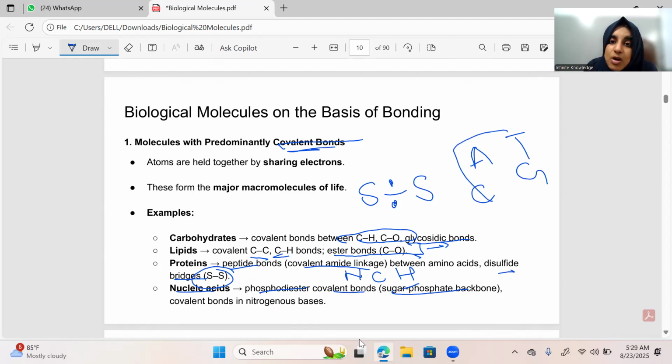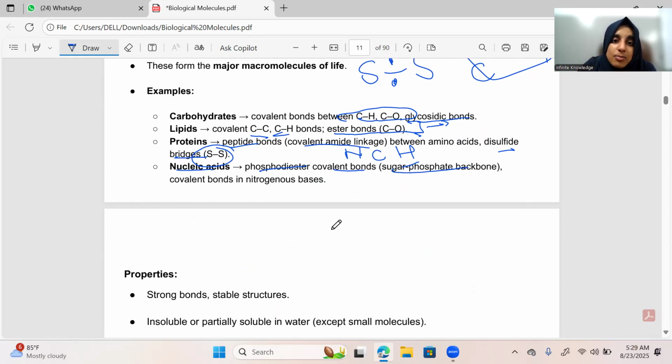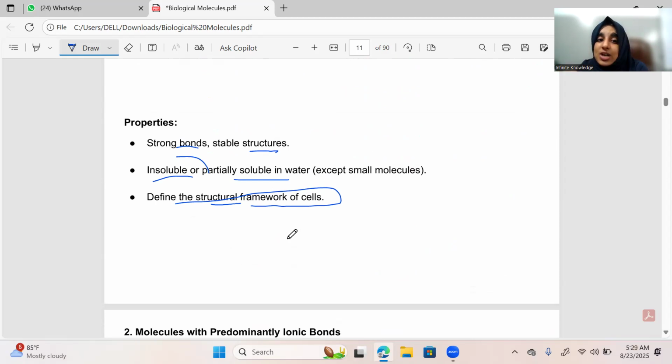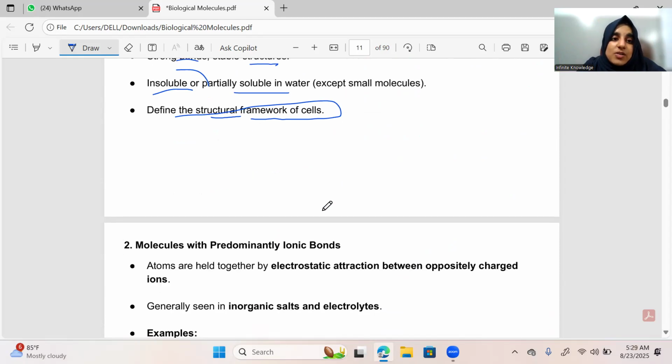So when these form bonds together, they are classified in the form of covalent bonding, right? The properties are that these are strong bonds and very stable structures. Okay, but these are insoluble or only partially soluble in water. Why? Because covalent molecules are not really soluble in water, as they are sharing electrons. And they define the structural framework of the cell. All these carbohydrates, proteins, fats, and nucleic acids help to define the structural framework of all the cells, right? These are strong bonds with very stable structures.